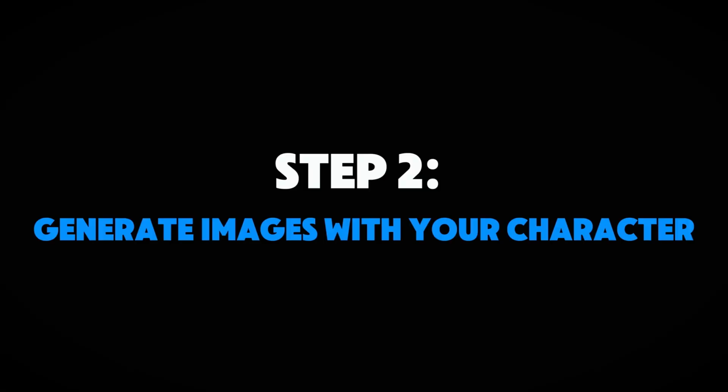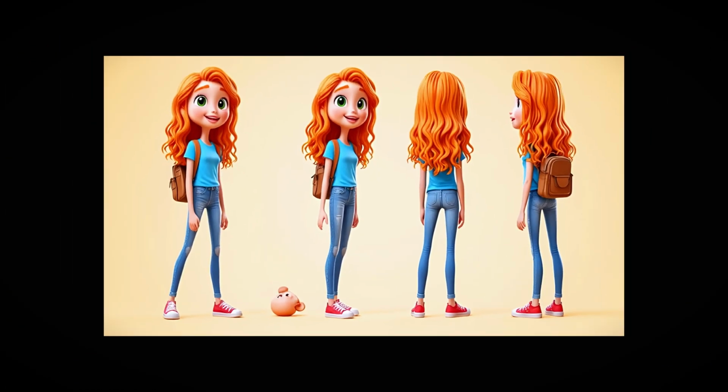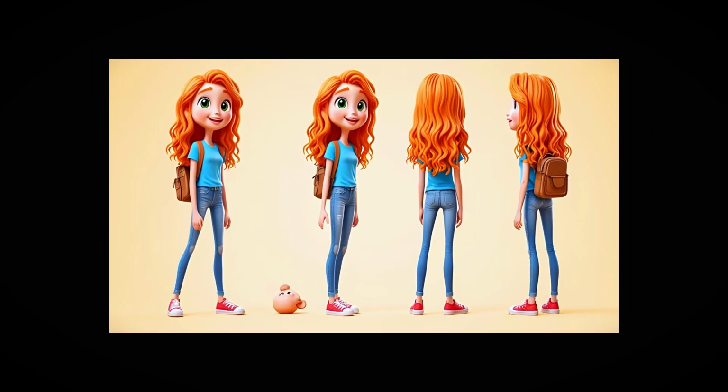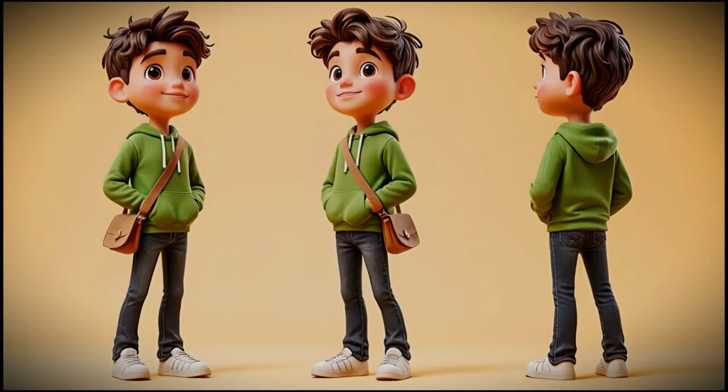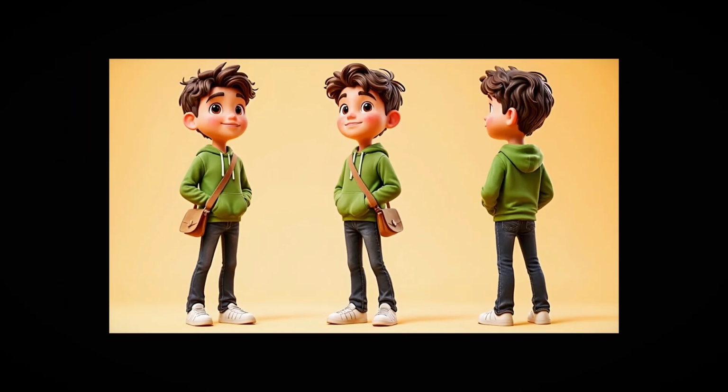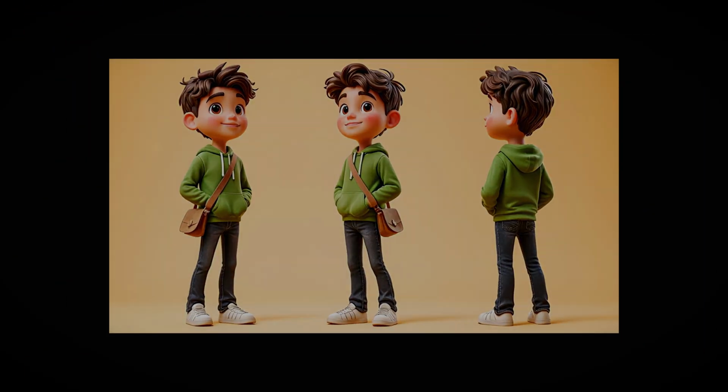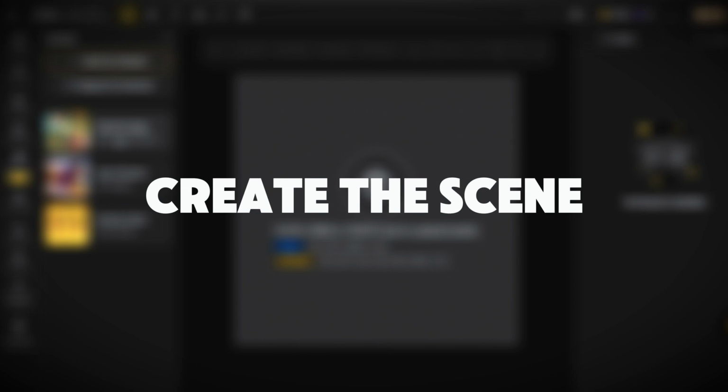Step 2: Generate images with your character. Now that we have a fully trained, consistent character, it's time to put them into different scenes. To get the best results, we will divide this process into two smaller steps. First step, create the scene.